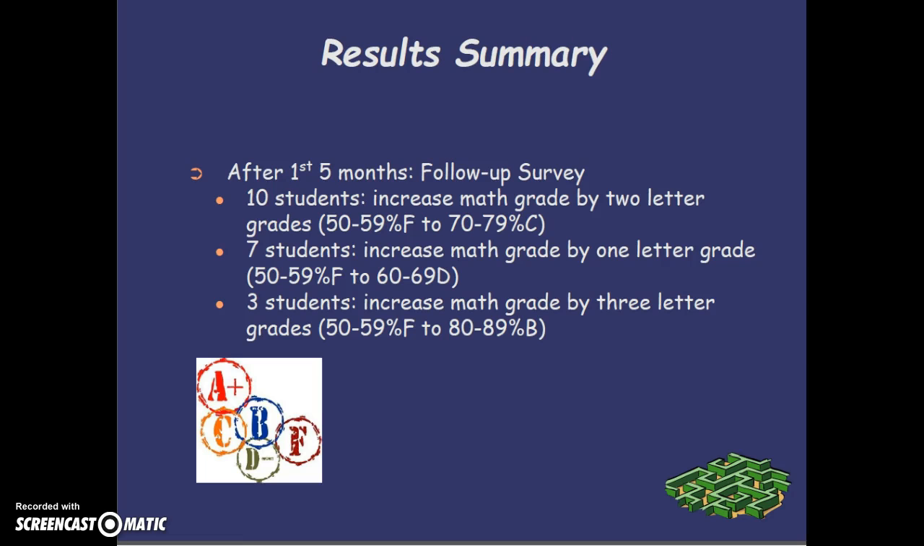Next, there will be the results summary. After the first 5 months, the follow-up survey results indicated that 10 students did increase their math grades by 2 letter grades, from an F to a C. 7 students were identified to increase their math grades by 1 letter grade, from an F to a D, and 3 students were identified to increase their math grades by 3 letter grades, from an F to a B.